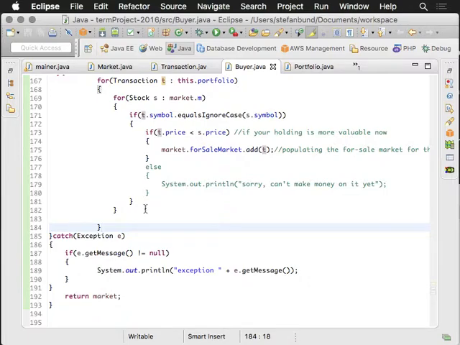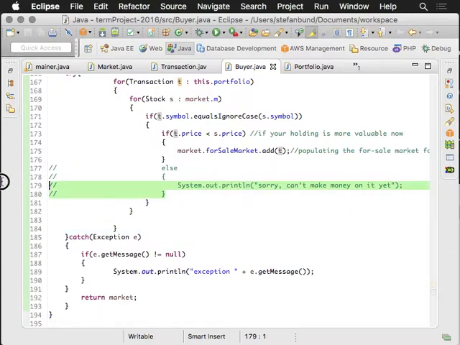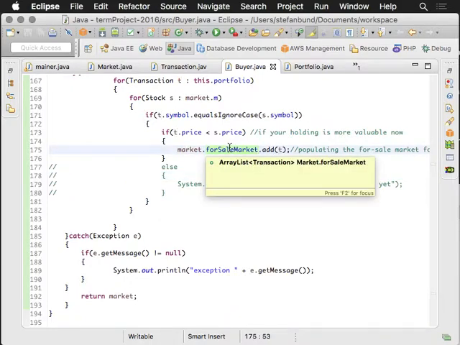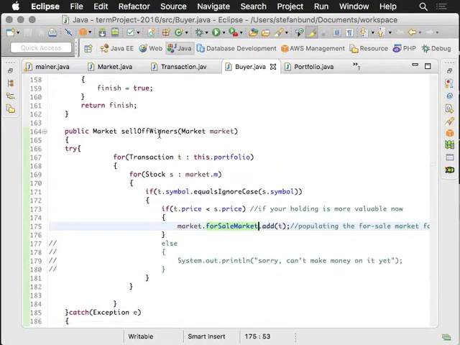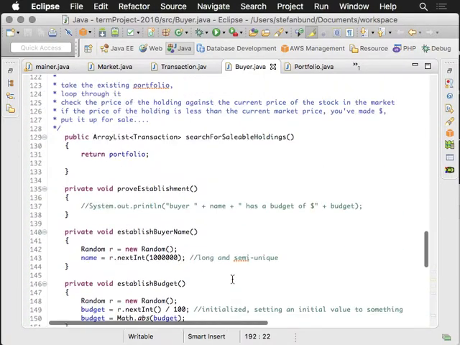Now, what I've done is I have commented out these lines here just for now because they're kind of working, and once it starts to work, you can avoid the system out print line. Now, the interesting thing here is we're actually adding stuff to the market. So the for sale market increases a little bit every time we run sell off winners. And because that market has changed a little bit, we're going to return that market back to the calling function.